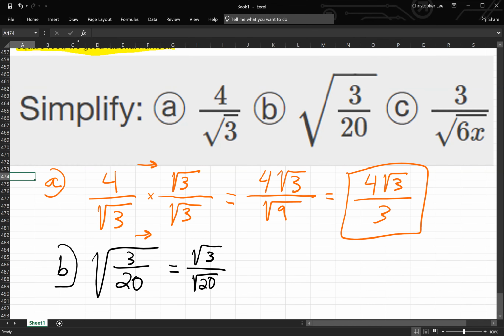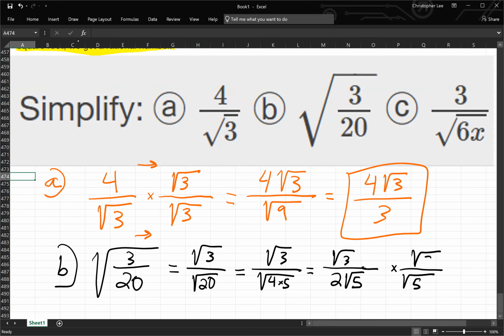If I'm going to reduce this, it stays radical 3, but radical 20 gets broken down into the square root of 4 times 5. The square root of 4 is 2, so this is square root 3 over 2 square root 5. Now the 2 is legal, but that square root 5 can't be there. So I'm going to multiply by the square root of 5, and what I do to the bottom, I have to do to the top.